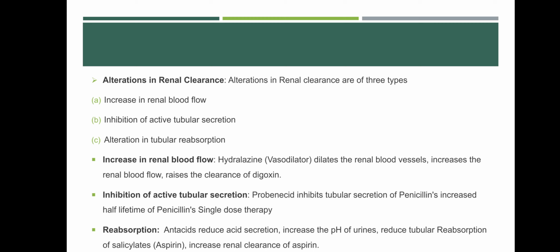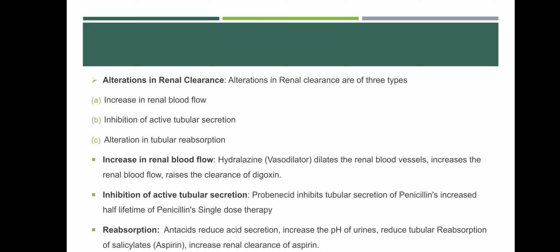Next is alterations in renal clearance. It is of three types: increase in renal blood flow, inhibition of active tubular secretion, and alteration in tubular reabsorption. First, in increase in renal blood flow, hydralazine will dilate the renal blood vessels, thus causing an increase in blood flow, and it will lead to an increase in the clearance of digoxin.